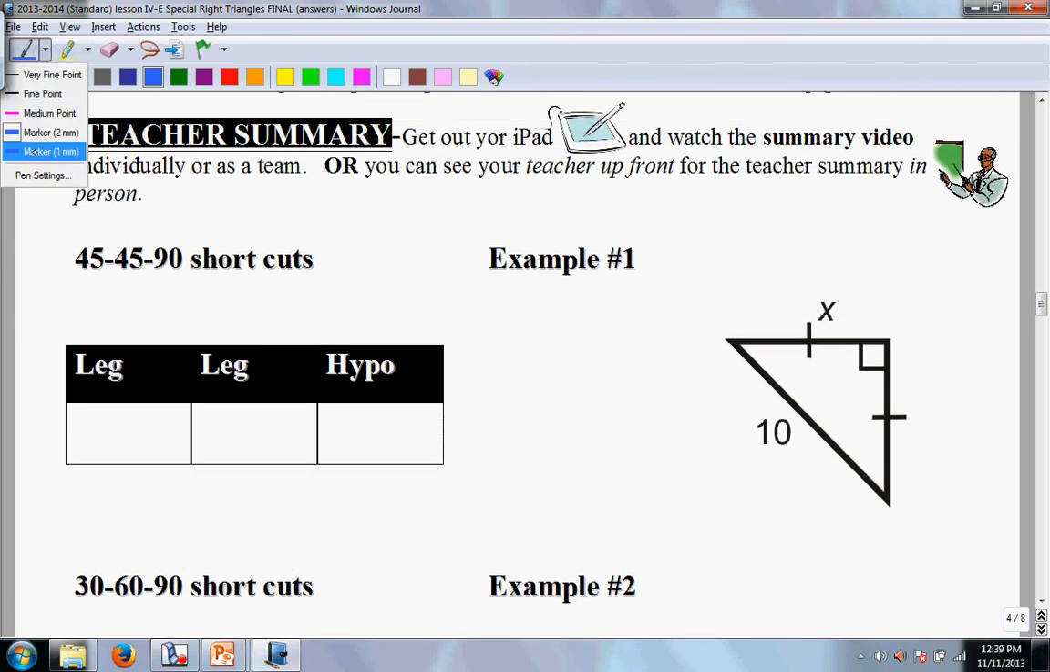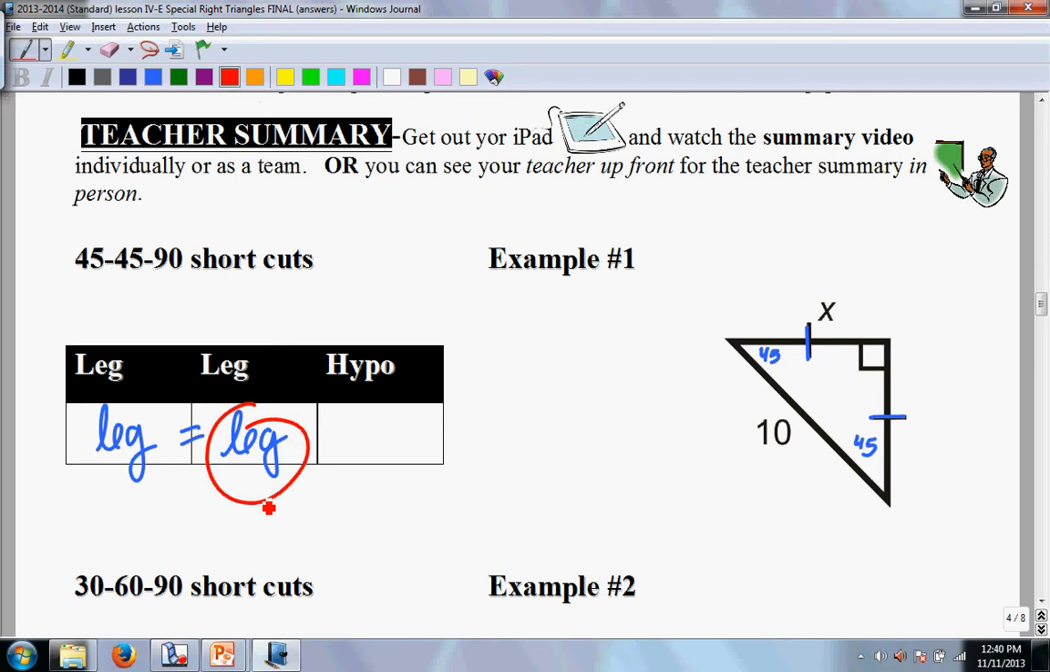In a 45, 45, 90 triangle, the legs are equal. And that's common sense, because if it's a 45, 45, 90, that means it's an isosceles right triangle. The legs are equal. The hypo is whatever the leg is times the square root of 2. So your hypo is whatever the leg is times square root of 2.